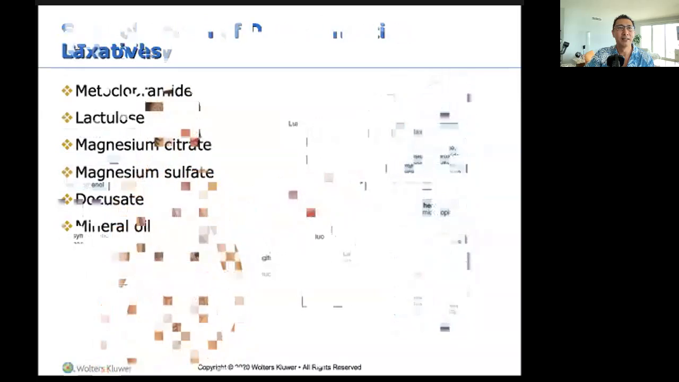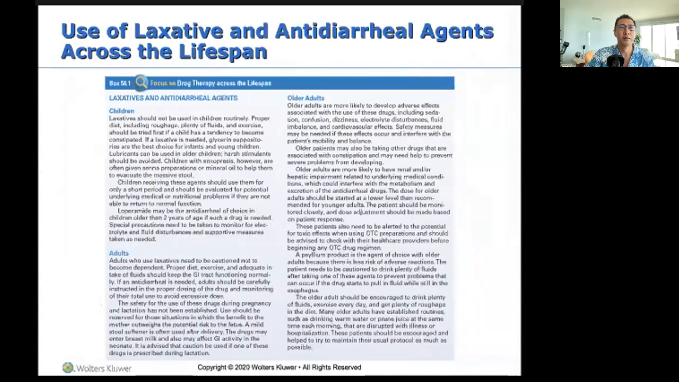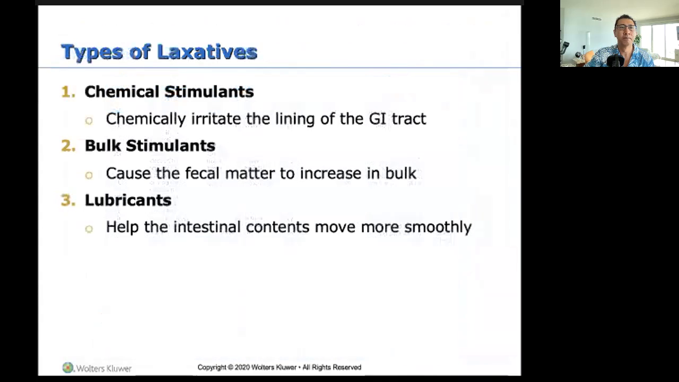So let's talk about laxatives. Metoclopramide. I cannot pronounce that. I just know how to pronounce it as Reglan. Lactulose, mag citrate. Mag citrate, mag sulfate, docusate, mineral oil. There are 3 types of laxatives that you need to know about.